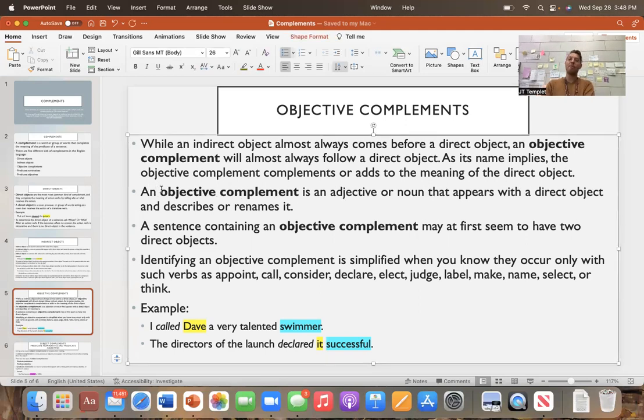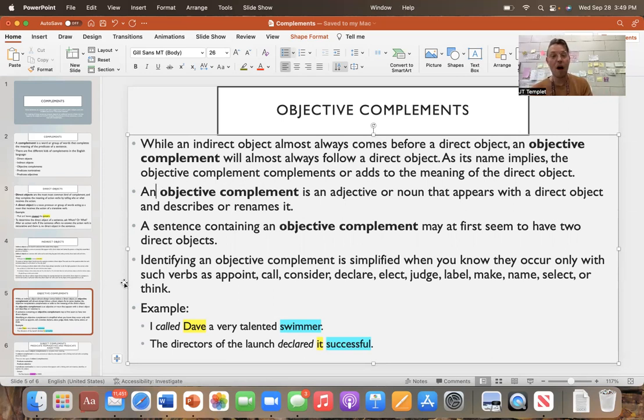An objective complement is an adjective or noun that appears with a direct object and describes or renames it. A sentence containing an objective complement may at first seem to have two direct objects. So it can be tricky, because it seems like a direct object, but it's really describing or clarifying the direct object. Identifying an objective complement is simplified when you know they occur only with such verbs as appoint, call, consider, declare, elect, judge, label, make, name, select, or think.